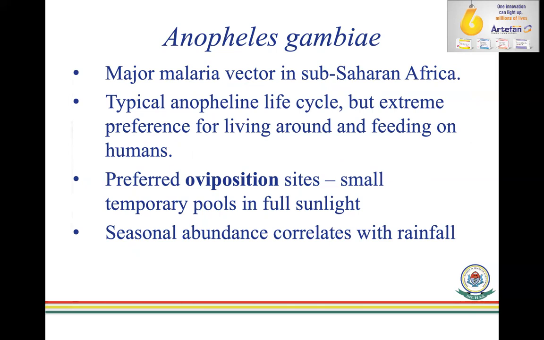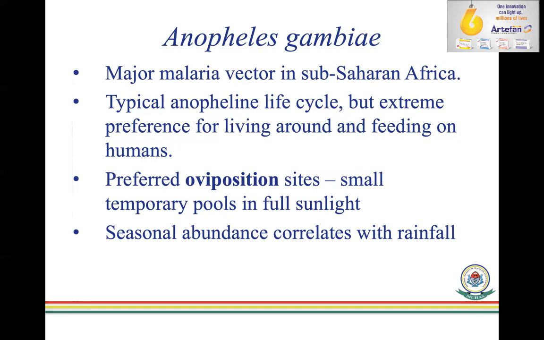Typically the Anopheles life cycle is complex, but they prefer to live and feed around humans. This is important because the feeding preference of mosquitoes, whether they like to feed more on humans, which is known as anthropophilic, or on animals, which is known as zoophilic, or on both, is going to determine the transmission capacity of the mosquitoes.